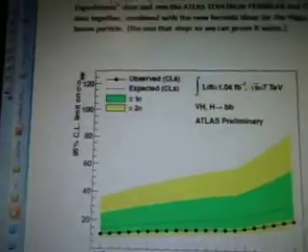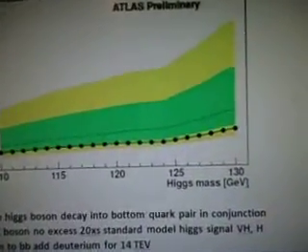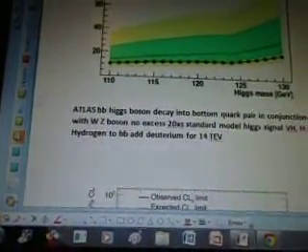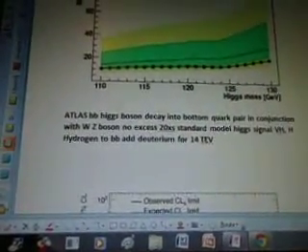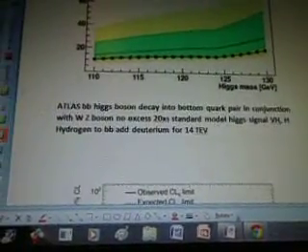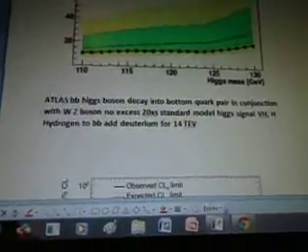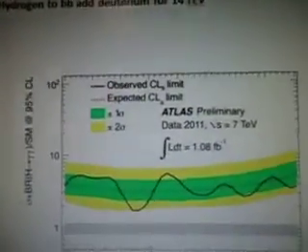Okay, so here's the ATLAS preliminary for the Higgs mass. Okay, it says ATLAS BB Higgs boson decay into bottom quark pair in conjunction with WZ boson, no excess 20 standard model Higgs signal VHH hydrogen to BB add deuterium for 14 TeV. Okay, this is this one here.